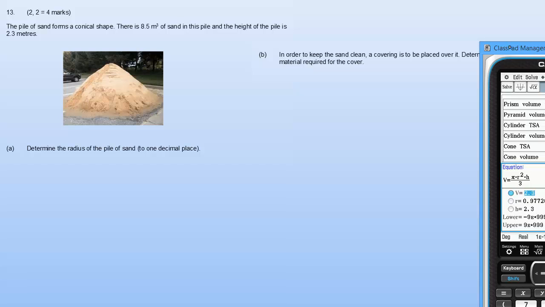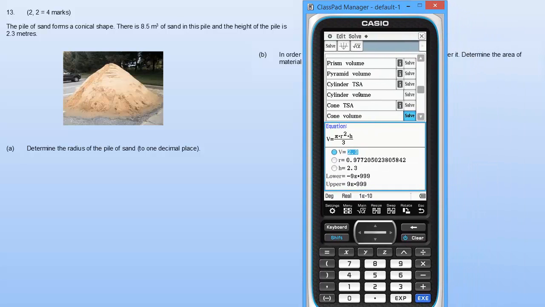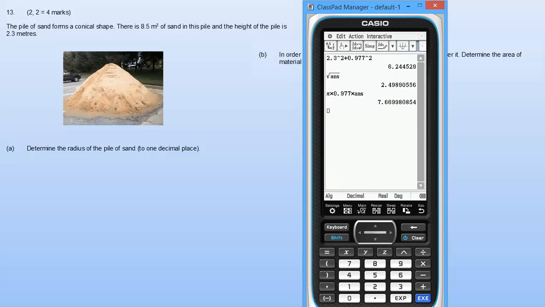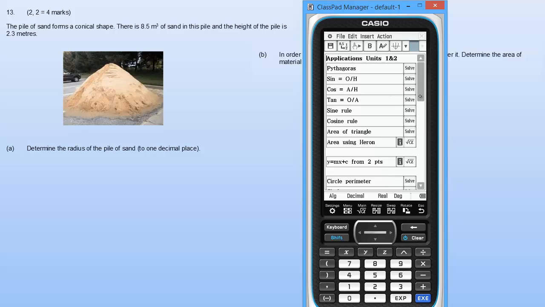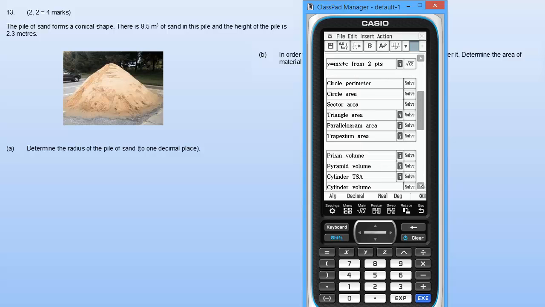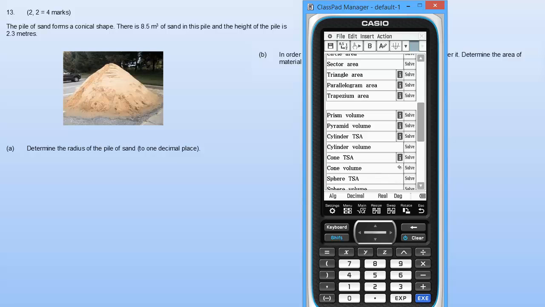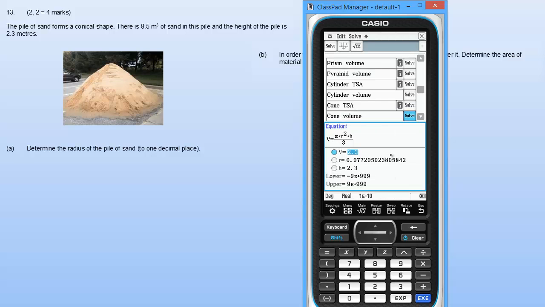This is a classic case for using the activity, and I'll just go back to main so that I can show you me going into the activity. So there's the activity, and we're going to go down and find cone volume, and in this particular case we have a volume of 8.5 and we have a height which is 2.3. I've already got 2.3 in there.